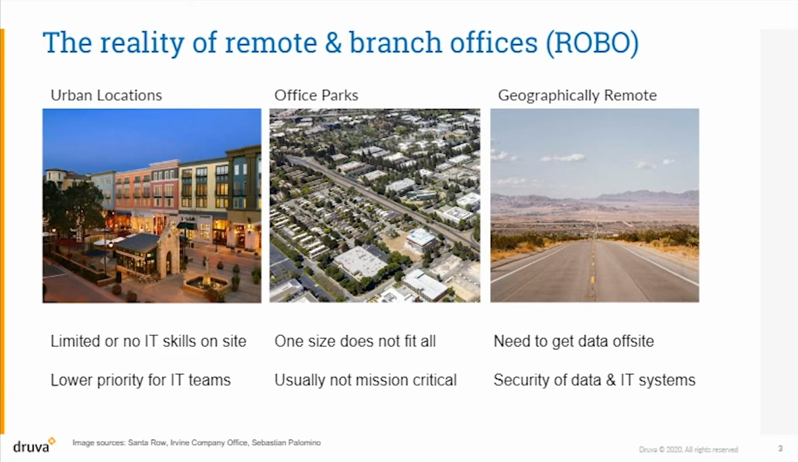But there are some common things really across these. And this is what makes the remote branch office challenge one that's continued to exist as it relates to data protection today. One, there's usually limited or no IT skills on site. And typically it is a lower priority for IT teams because it's hard to reach, and typically the idea is they're set up to work on their own.